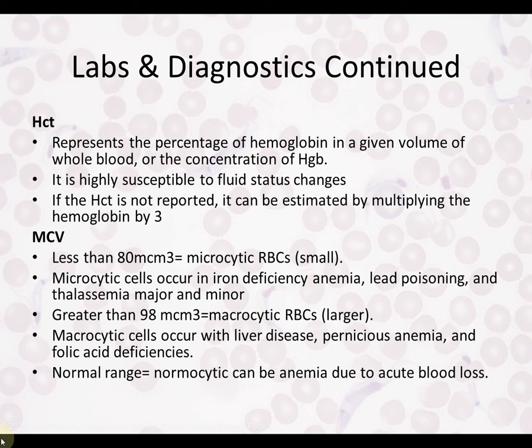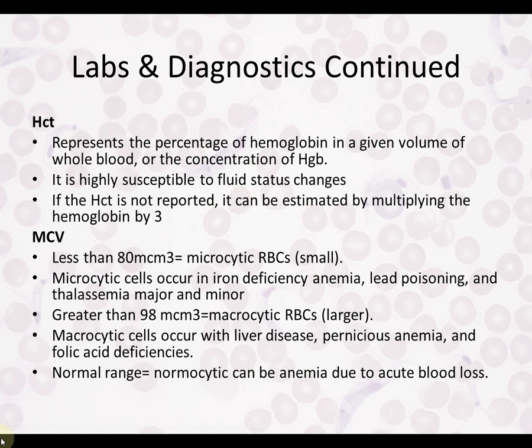Microcytic cells occur with iron deficiency anemia, lead poisoning, and thalassemia major and minor, which we will be talking about a little later. If the MCV is greater than 98, it indicates that the erythrocytes are larger than normal. Macrocytic red blood cells occur with liver disease, pernicious anemia, and folic acid deficiencies. Anemia due to acute blood loss results in normocytic anemia.